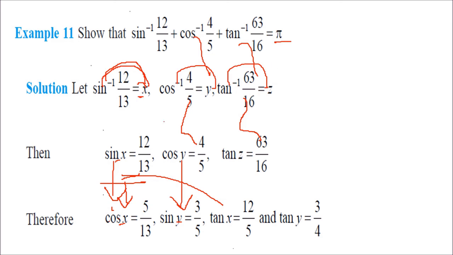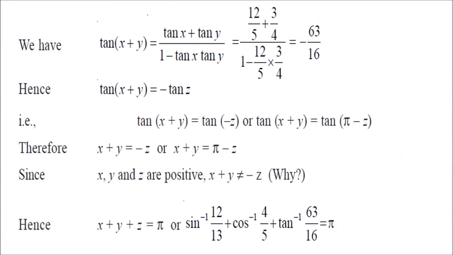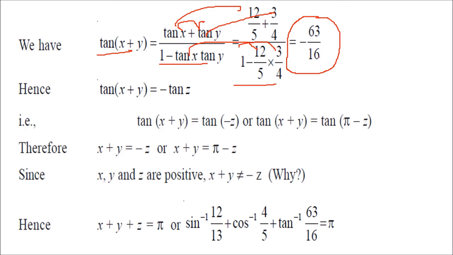Tan x is nothing but sin x by cos x. Similarly, tan y can also be computed because sin y and cos y are known, so tan y will be sin y by cos y. These two are known now. We are left with this. Let us see, tan of x plus y, we will use this formula: tan x plus tan y over 1 minus tan x tan y. Tan x and tan y we have found out, so this has a value of minus 63 by 16.